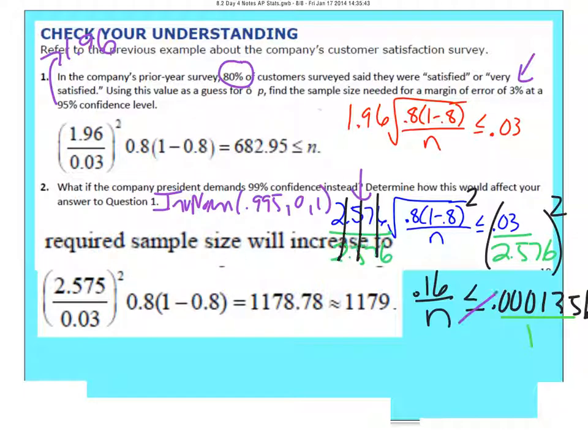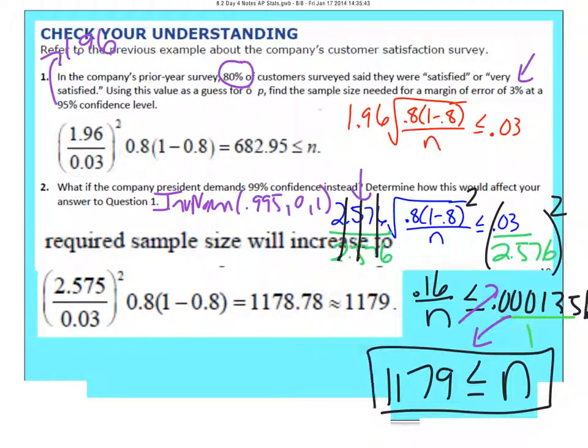Okay, now to solve for n, this is just a fraction set equal to a fraction. I'm going to cross multiply. I'm going to bring that up and bring this one down. So therefore I can do the 0.16 and I'm going to divide it by my answer on the other side. And when I do that, I'm going to get that n is greater than or equal to 1179, which is what they got too. So hopefully that helps you solving for the appropriate sample size.